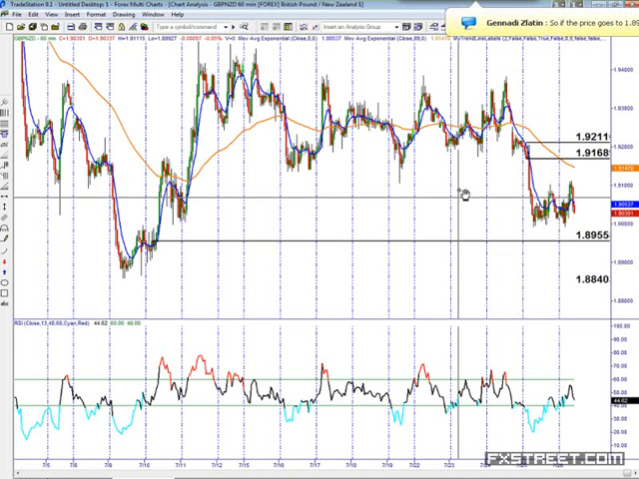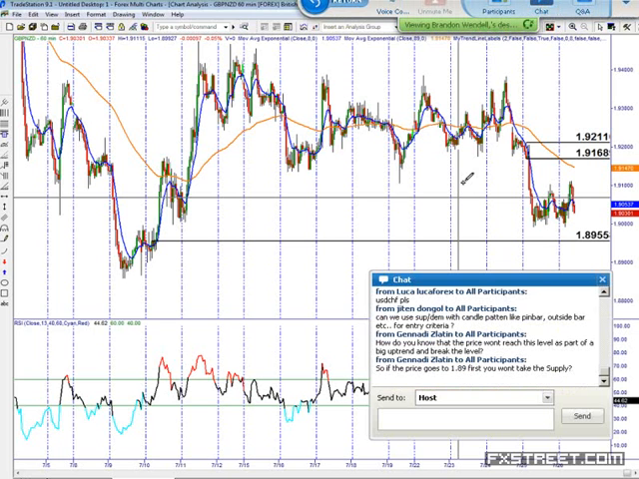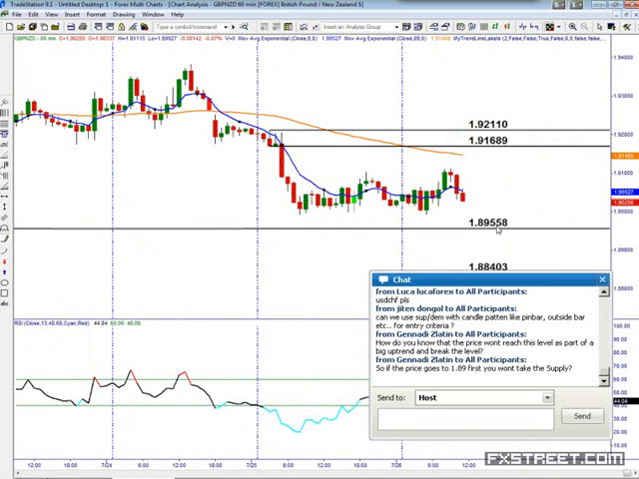Let's see. If price goes to 189 first, I won't take supply. Not necessarily, but generally, yeah. If it does hit my targets before it hits my entry, I tend not to take the trades, but not always.